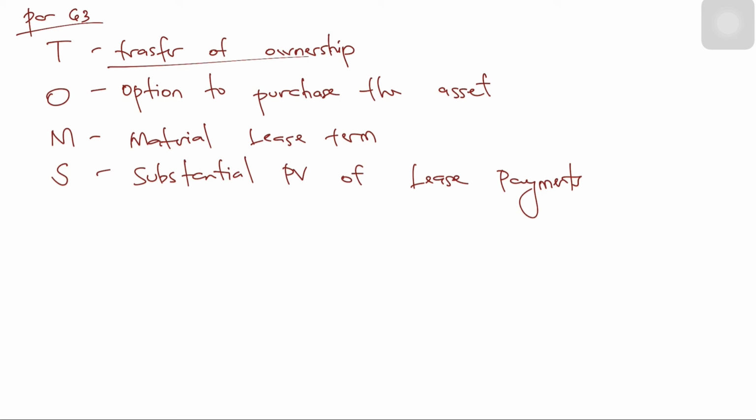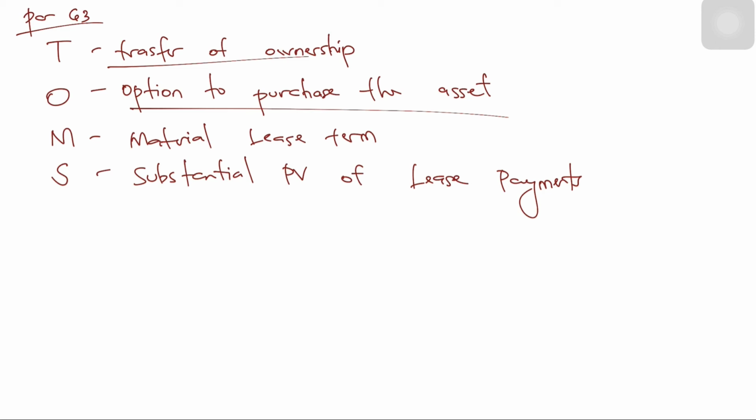Okay? Letter O will be the option to purchase the leased asset. So, see to it that if the lessee has an option to purchase the asset at a price which is expected to be sufficiently lower than the fair value at the date the option becomes exercisable, the lease will be considered to be a finance lease still.